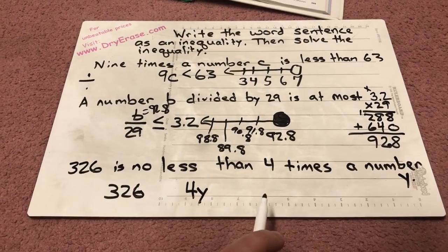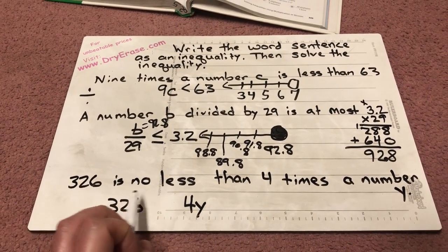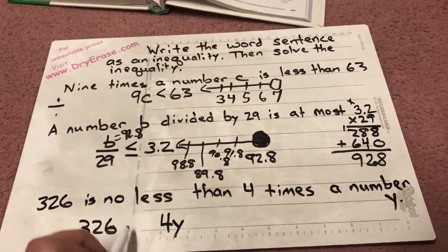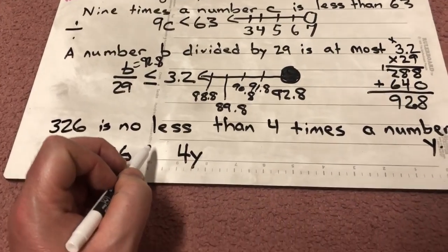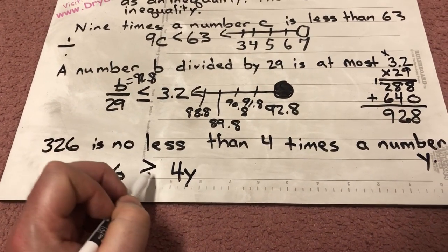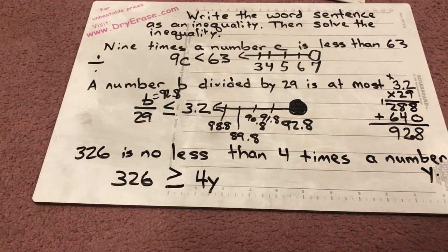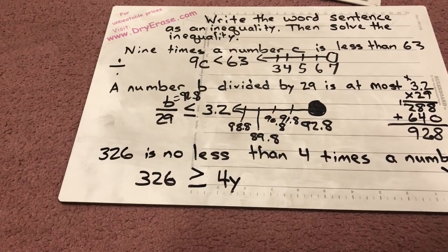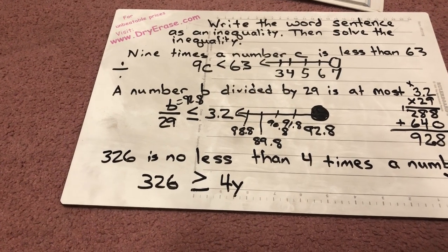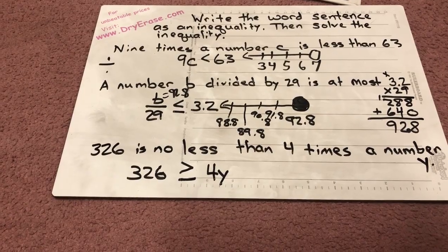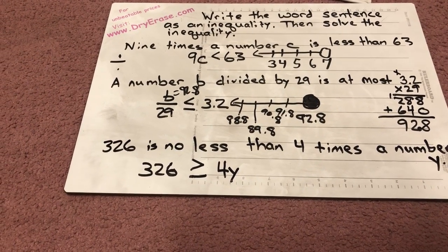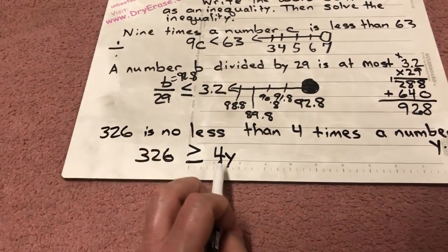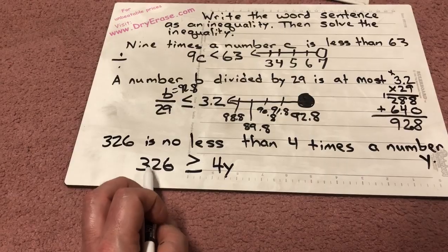326 is no less than 4 times the number y, meaning that 326 is not going to be less than 4 times. It's no less, which actually means we had that symbol going the wrong way before. Some of you probably caught that, and that's my mistake. So 326 has to be greater than or equal to 4y, okay? It is no less than 4 times a number y, which means that it's greater than or equal to 4y. So I'm looking at 4y and 326.